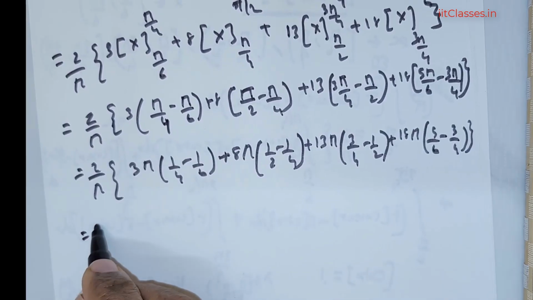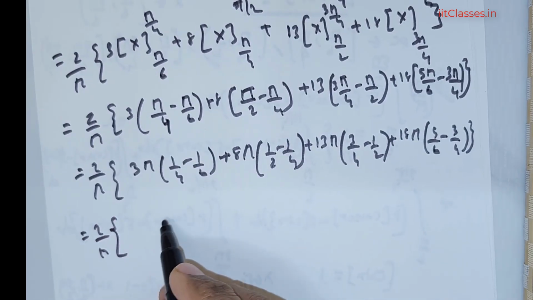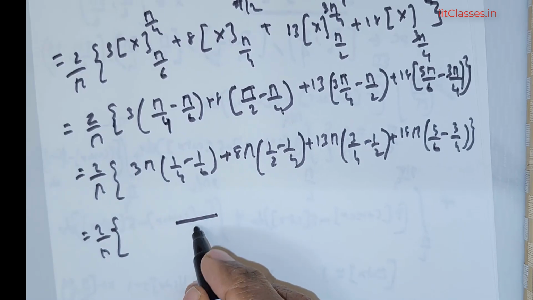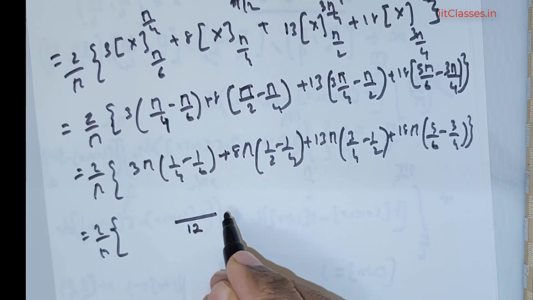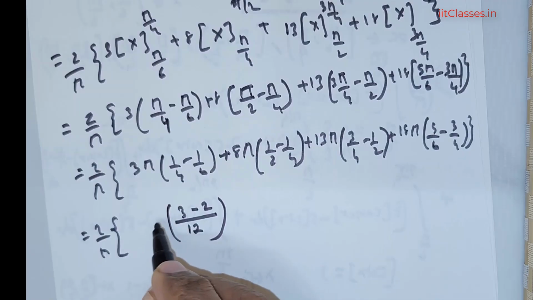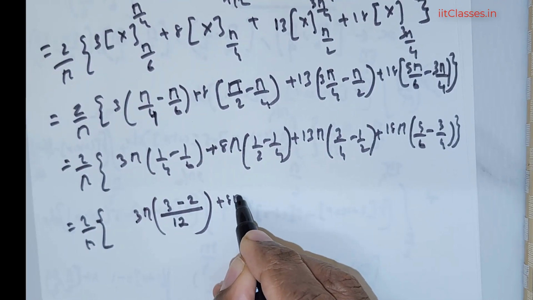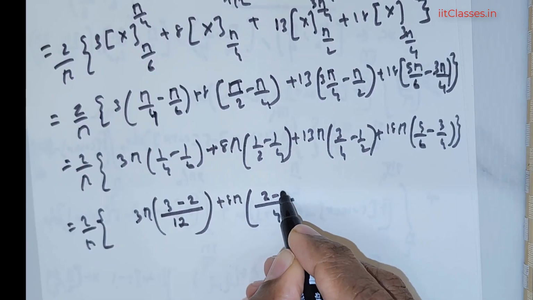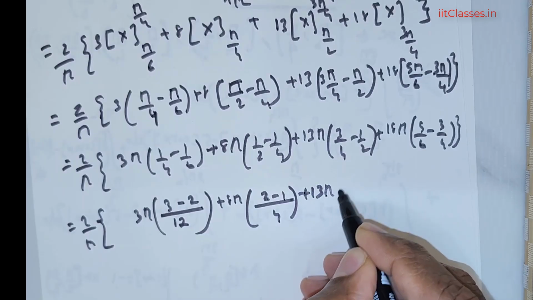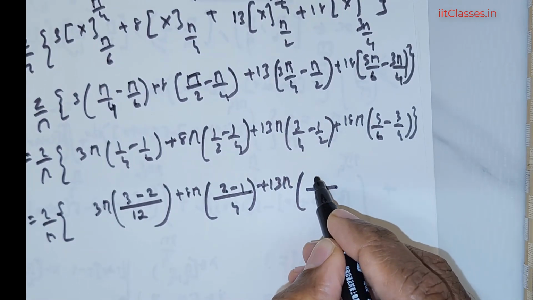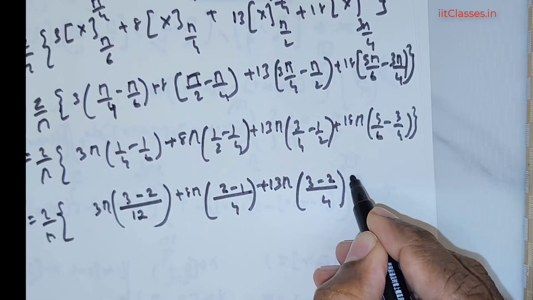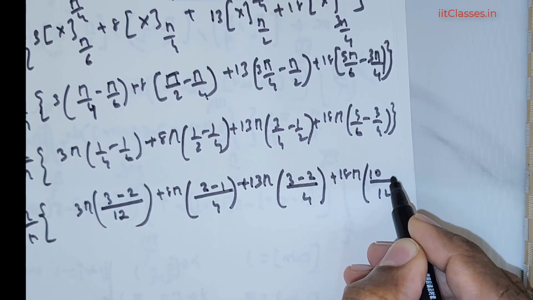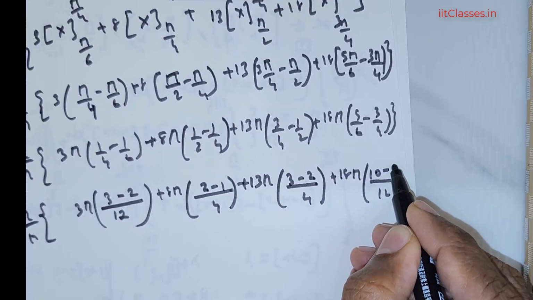So this is equal to 2 over pi. The LCM is 24. In fact, I can even take 12. So 3 negative 2, 3 pi. LCM is 4. So 2 negative 1. Again the LCM is 4. It's 3 negative 2. 18 pi, LCM is 12. This is 10 negative 9.